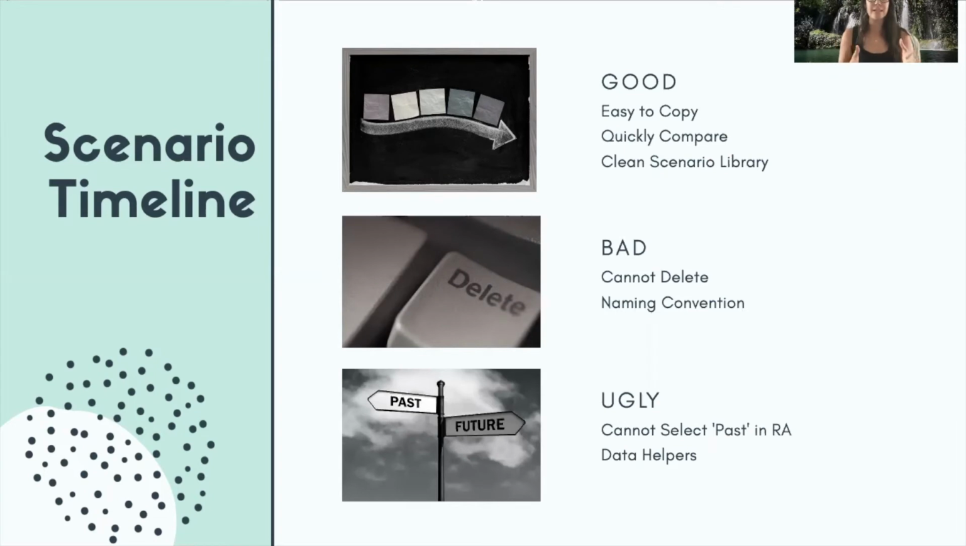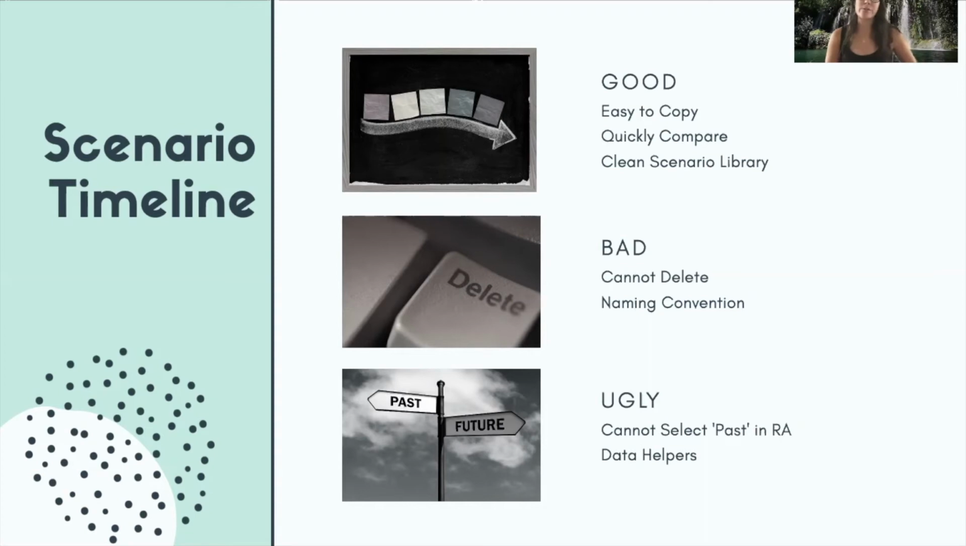And then the ugly: you cannot select past scenarios in your risk assessment. What that means is when you're in the risk assessment, you cannot go into a scenario and choose along your timeline which version you want to bring in. So it's less than ideal, especially if you want to rely on that current state for the reporting that you're doing. The what if is just there to help with the comparison. It's not really that baseline that maybe sometimes we want to pull into a risk assessment.